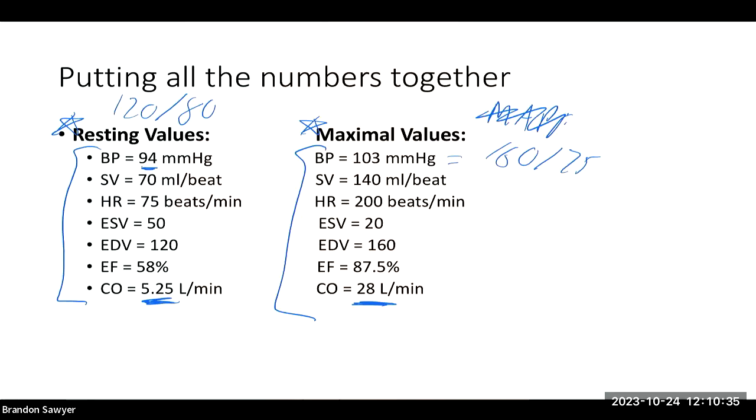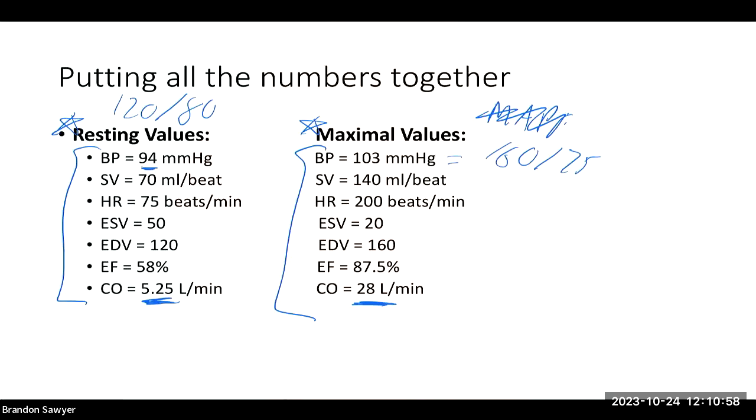Even though we increased by about 40 millimeters of mercury on the systolic side, a lot of times we will decrease diastolic some, and it results in an increase in afterload or mean arterial pressure for sure, but maybe not as much as we would expect because of that decrease in diastolic.